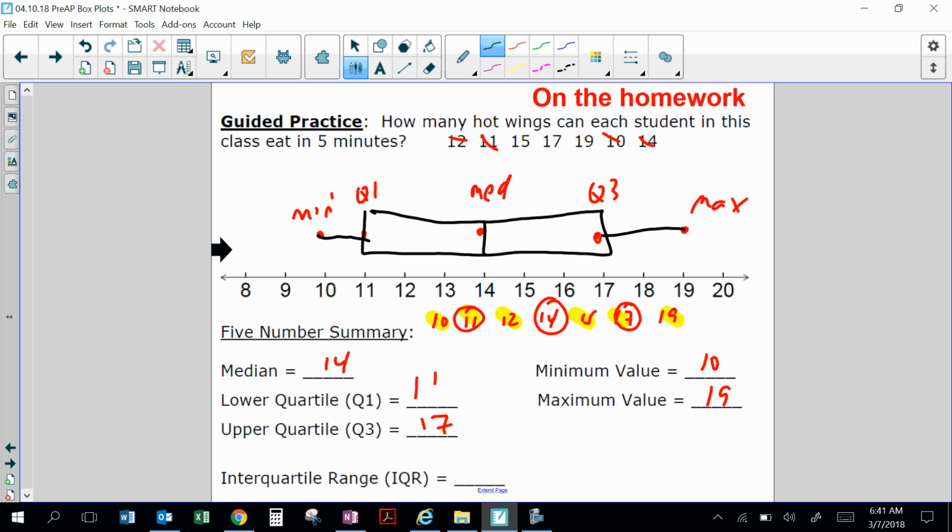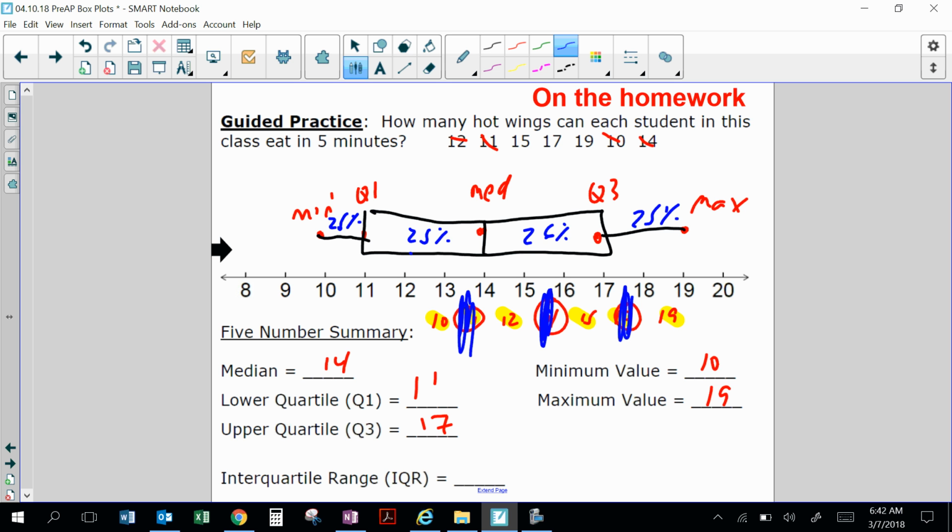All right, in this one, label the percentages. 25% goes here, 25% goes here, 25% goes here, 25% goes here. Again, these are the cuts. As these are cuts, as you can tell, there's one number, one number, one number, one number. So that's why 25%. If I ask you the question, what percent of students ate 11 or more hot wings? How would you answer that? 25, 25, 25, 75% of the students ate 11 or more hot wings.